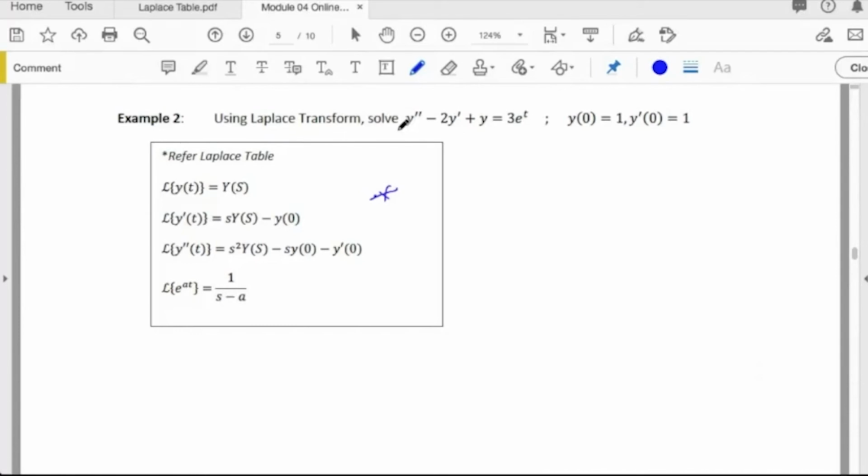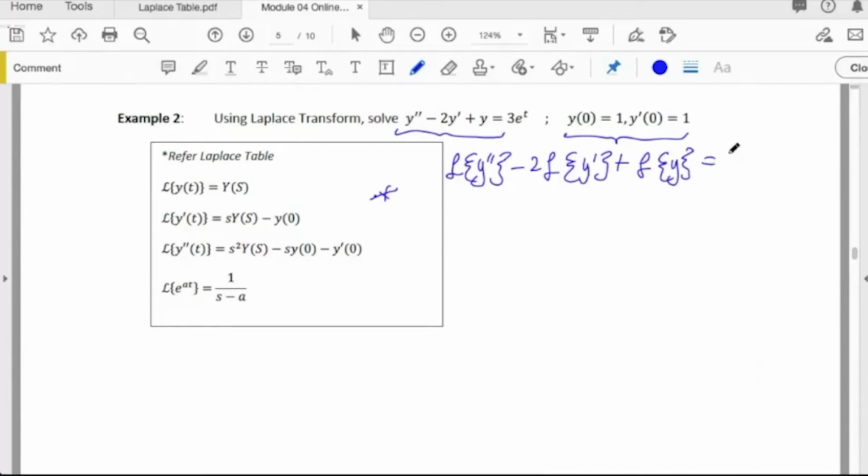So we have the equation given by that part, and we have the initial value information given by that part. The first step is we apply Laplace transforms. Let's say we apply the Laplace transform of y double prime minus 2 times the Laplace transform of y prime plus the Laplace transform of y, equal to the Laplace transform of 3e^t.